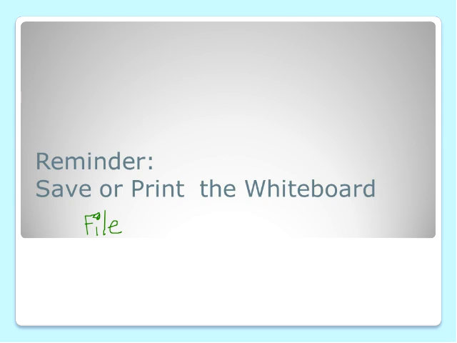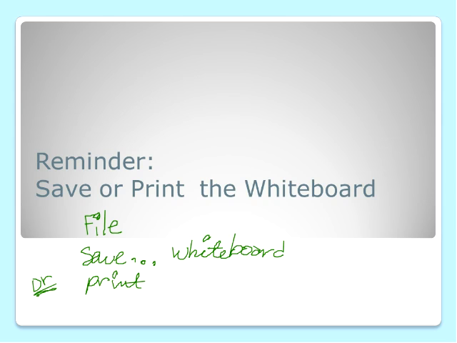You go up to File, and then you'll see Save when you click on File, and then you just say Save Whiteboard. And you can save it as a PDF. You can also go up to File and Print, or just print, and then it'll let you print all pages or whatever.